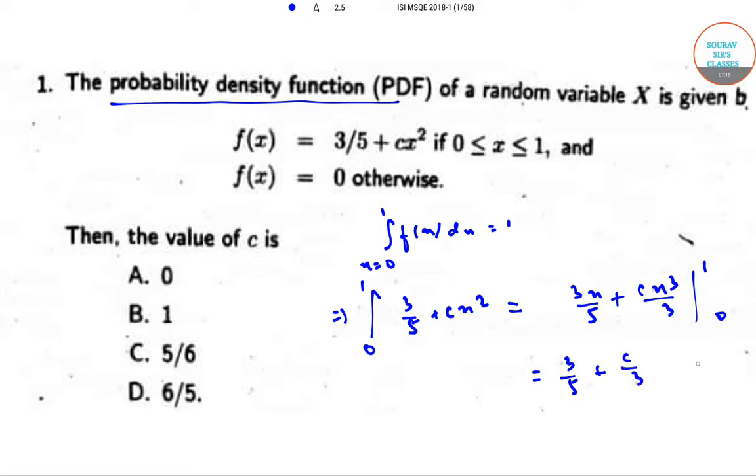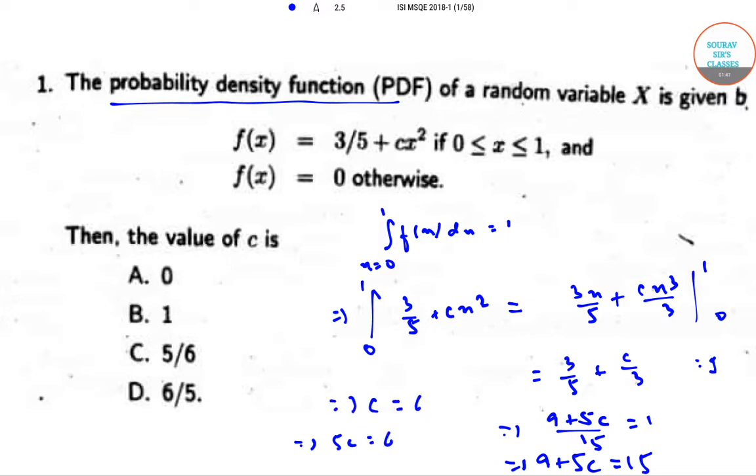Now the sum equals 1, or (9 plus 5c)/15 is equal to 1, or 9 plus 5c equals 15, and so 5c is equal to 6 and c is equal to 6/5. It is option D.